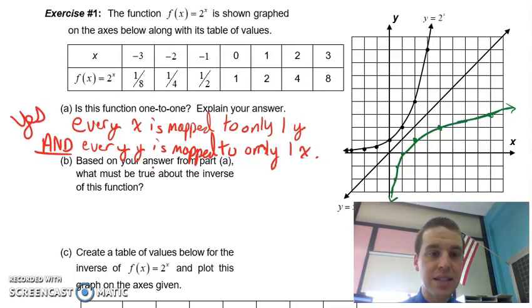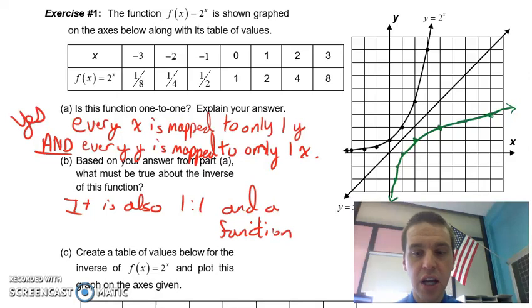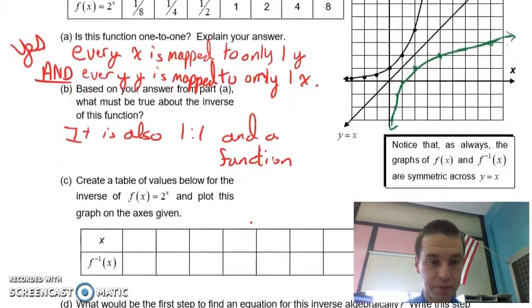And then it says, based on your answer from part A, what must be true about the inverse of this function, and it is also 1 to 1 and a function. Remember, the inverse doesn't always have to be a function. In this case, it is a function. The function does pass a horizontal line test, implying that the inverse is also a function.